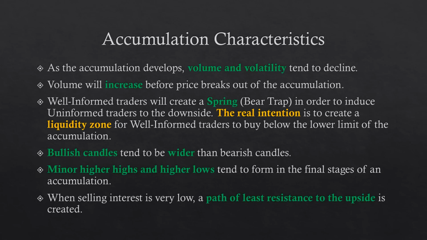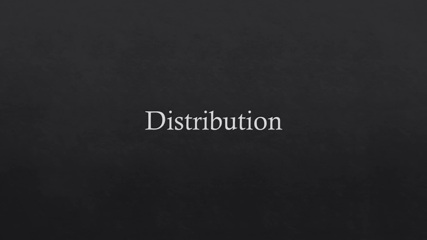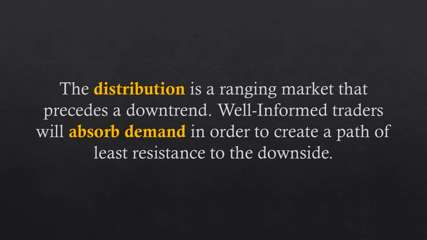Let's now take a look at the details of the distribution. The distribution is a ranging market that precedes a downtrend. In other words, the distribution is the market phase where large traders will absorb demand, which we can see as the cause of the downtrend that will follow, known as the effect.